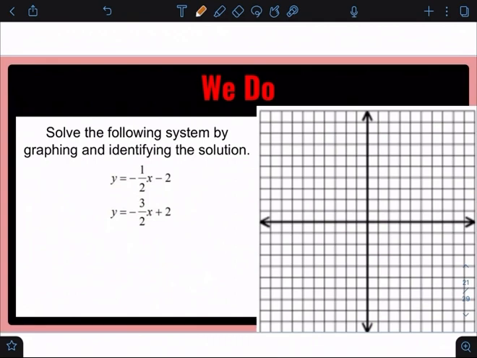I still like this one because it's already in y equals, making my life easier. So let's try this one. We are going to go down 2 and put our point, and then the slope is -1/2. So down 1, right 2, down 1, right 2, and then up 1, left 2, up 1. Make sure our line looks like it's going down since we have a negative slope. Connect the points. And let's write right next to it, y equals -1/2 x minus 2.